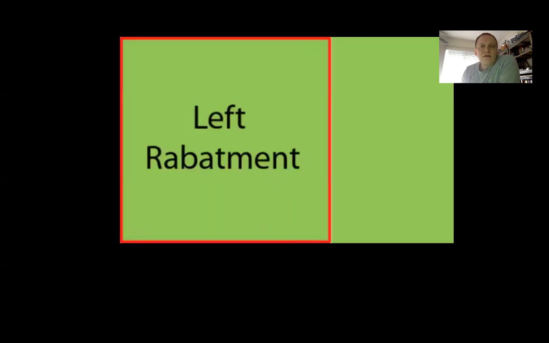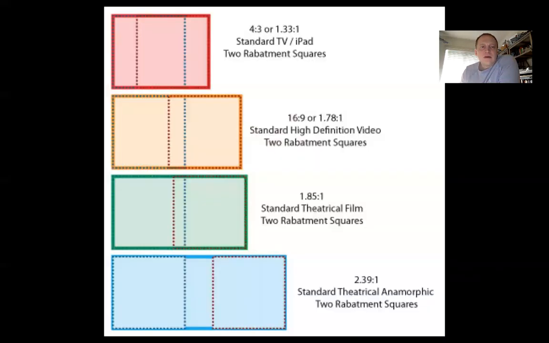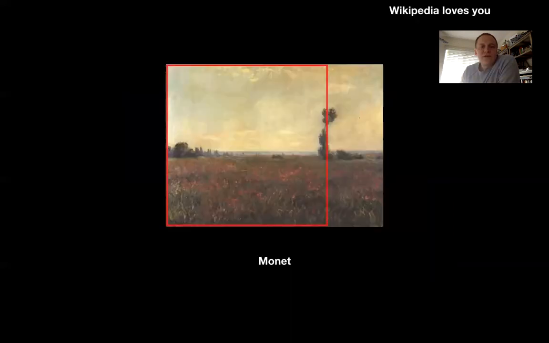If we've got a rectangle like this, the first order would be to find the two squares that make up those spaces. We can see here the white line caps off the square that makes the left side of the rectangle, and the black line caps off the square that makes the right side of the rectangle. And here are some aspect ratios and how screens utilize this as well. Here's a very simple rabattement from Monet.